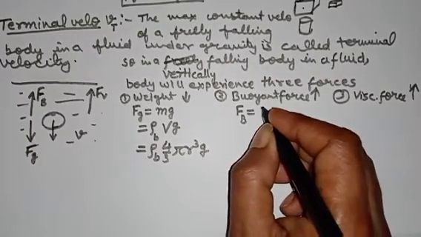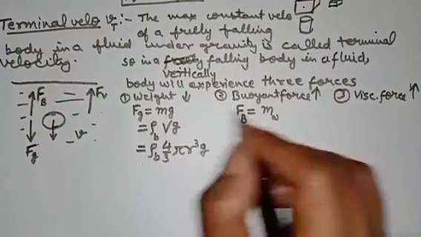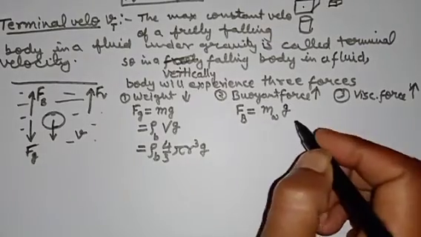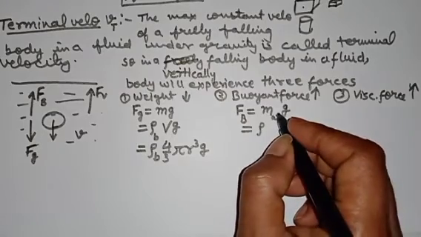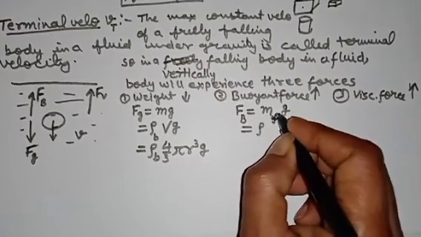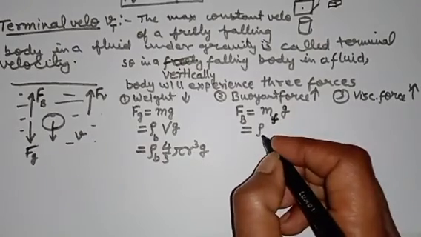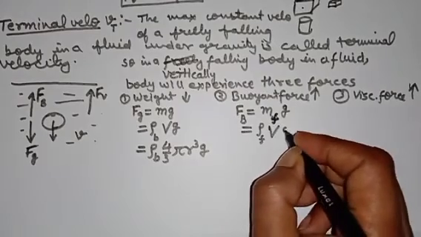So remember, mass of water displaced will be different from mass of that body. That is why I have written m_w here. Now see, water is a fluid, so I'm putting m_f: density of fluid into volume of fluid into g.